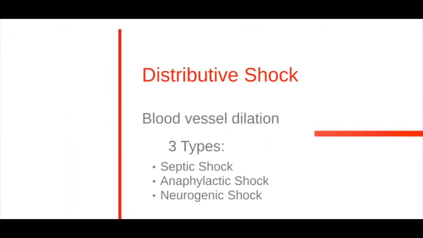The last type of shock we will discuss is distributive shock. Distributive shock occurs when blood vessels are dilated. There are 3 types: septic, anaphylactic, and neurogenic.